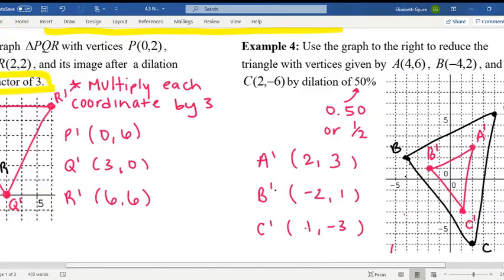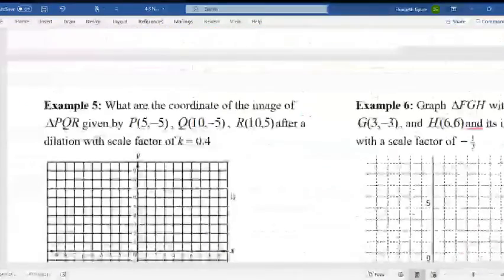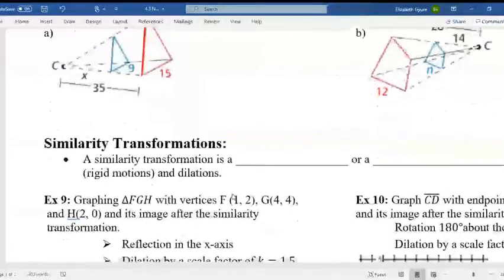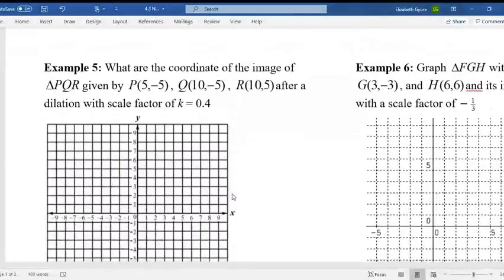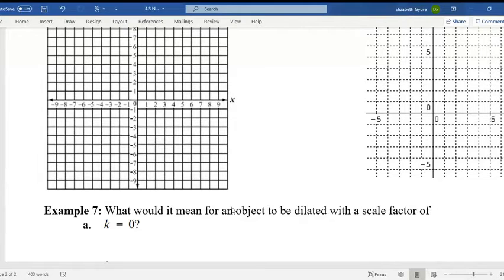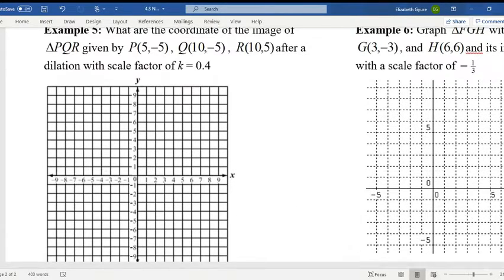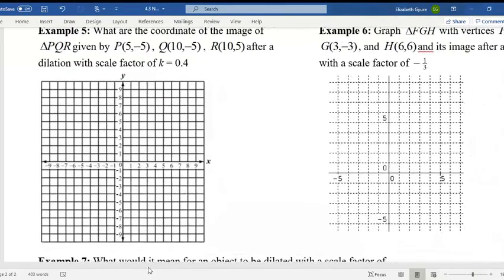Okay. All right. Time are we at? Sorry, I'm just looking to see. I want to do examples 5 and 6, and then we'll take a little break, okay? So examples 5 and 6, and then we'll take a little break.